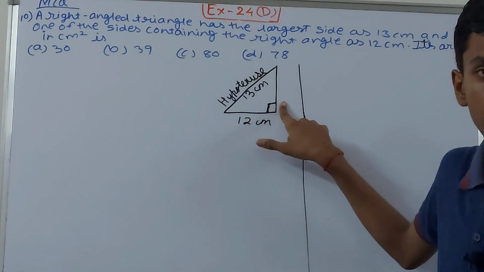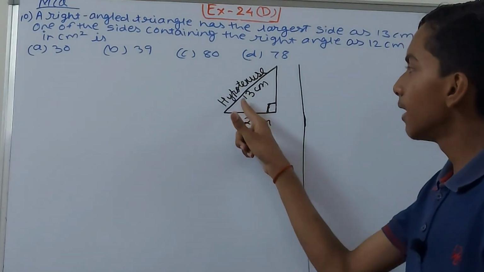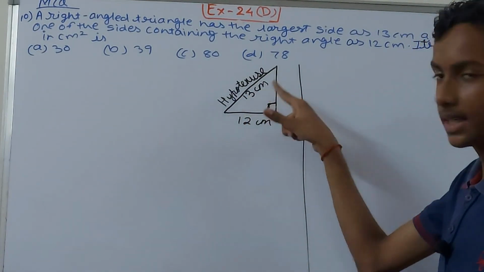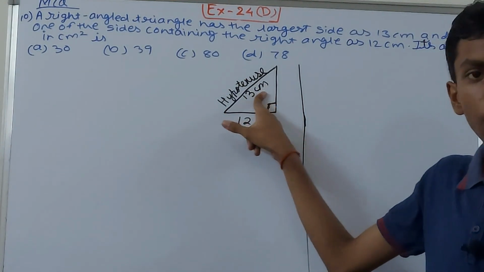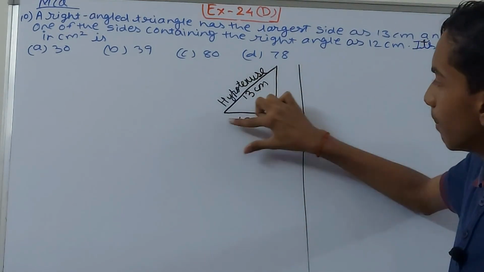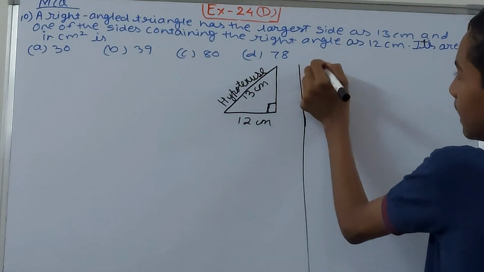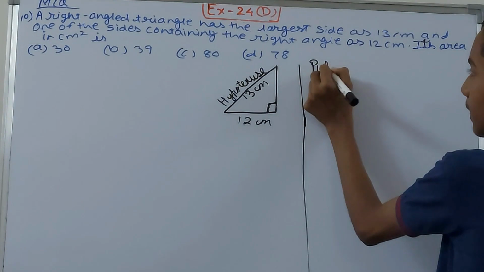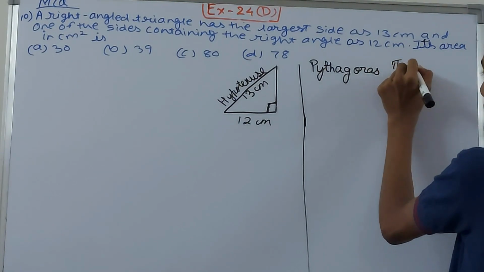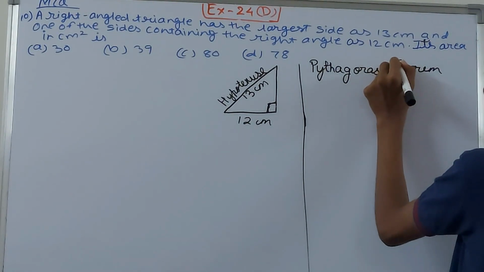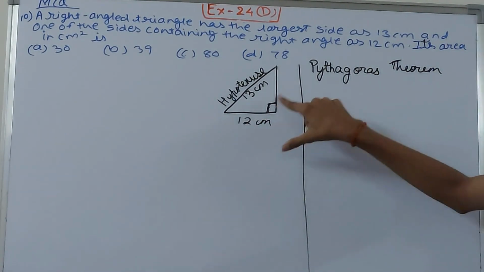The third side we don't know, and we cannot find the area of the triangle without it. Why? Because for finding area we don't need the hypotenuse. This 13 centimeter is useless if we are going to find the area, because we will only use base and height. We know one but we don't know the other. So we'll use the Pythagoras theorem. It might look a bit complicated at first. Basically what we're going to do is find the square of this side and this side.